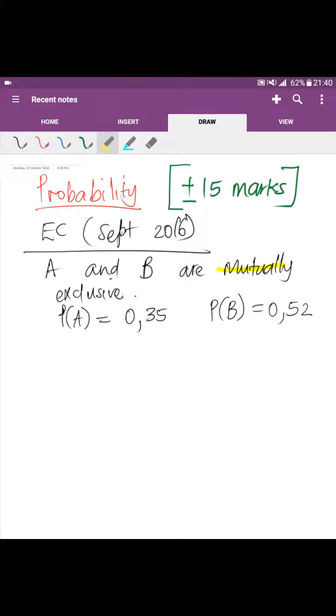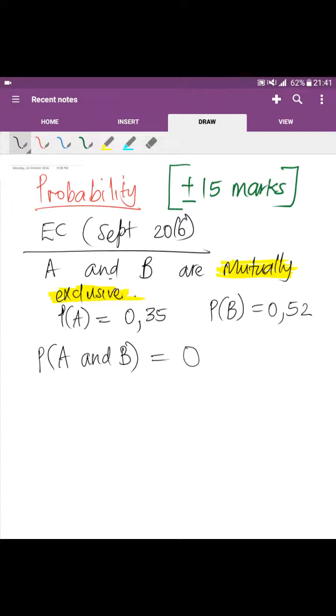So first things first, what you need to know is that they've given you a very important property by telling you that events A and B are mutually exclusive. You should remember from your theory that if events are mutually exclusive, that basically means they have an intersection of zero.